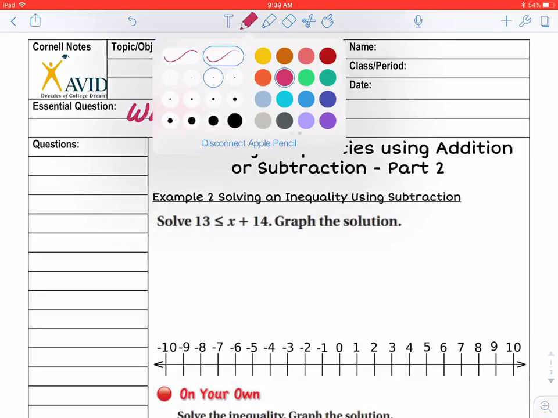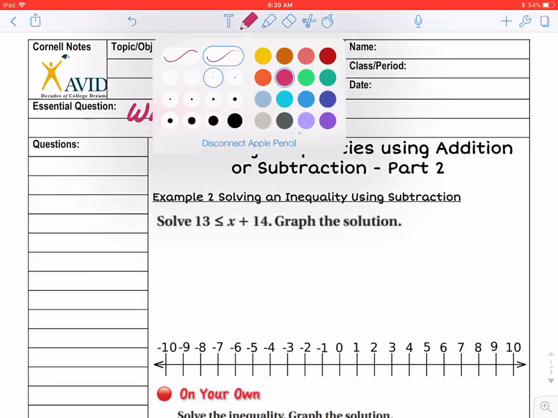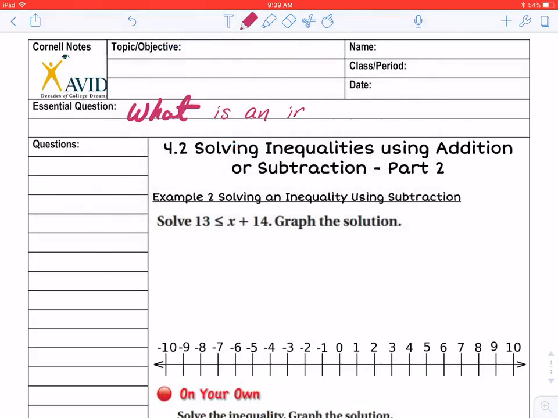What is an inverse operation? How is it used to solve inequalities? Okay, so what is an inverse operation? How is it used to solve inequalities?